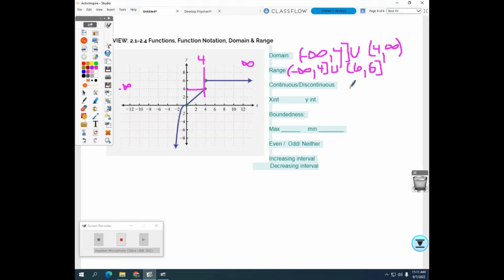Is this continuous? No, it's discontinuous because of this break right here. My x-intercept, it hits the x-axis at 0. It hits the y-axis at 0.